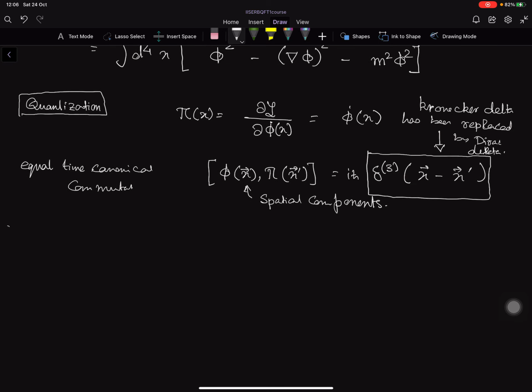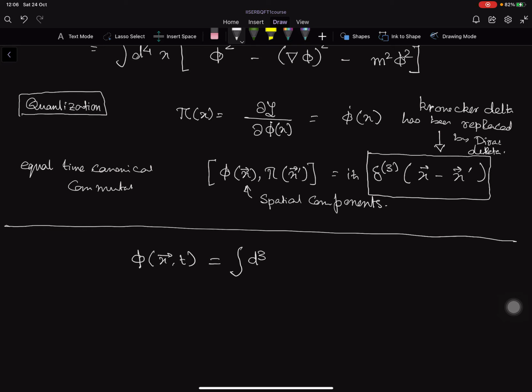Okay, now in order to connect to the previous thing, we do a very simple thing. We do a Fourier transform, which is of the following form. So the scalar field with the spatial coordinate x and time t, we just transform with respect to the spatial coordinates. Again, these are all spatial vectors.